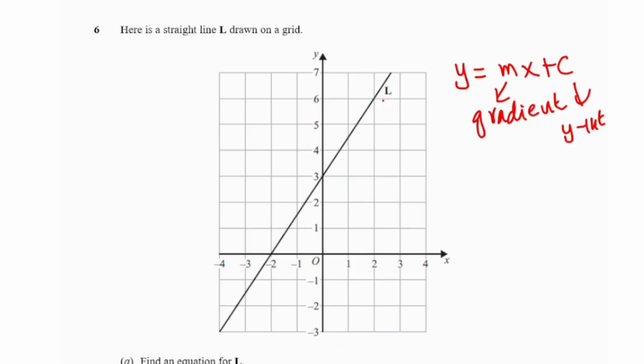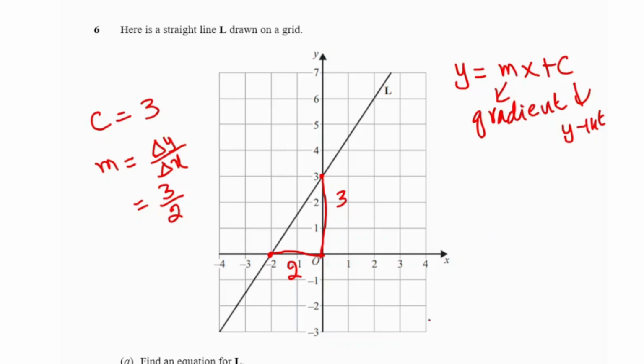In this graph we can see that the line L crosses the y-axis at point 3, so our c value is 3. Now we need to figure out the m value, which is the gradient. If you find two full points and draw a triangle like this, the formula for gradient is change in y over change in x. We can clearly see 3 points up and 2 points across, and this is a positive gradient, so the gradient is 3 over 2.